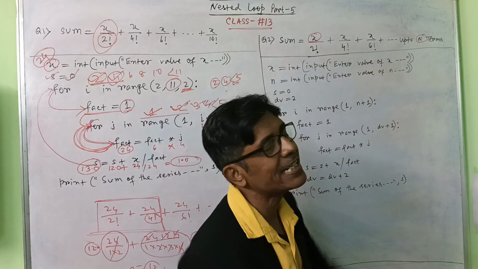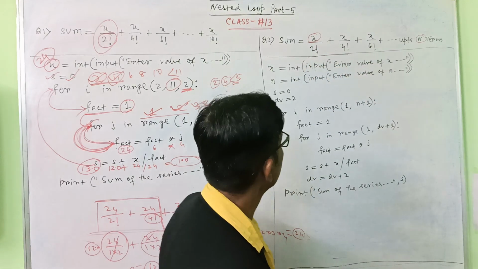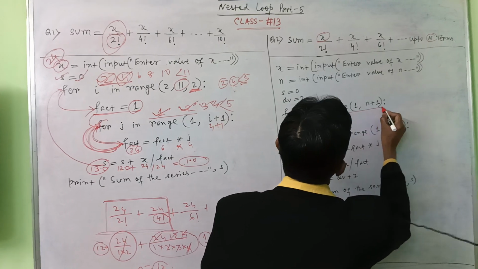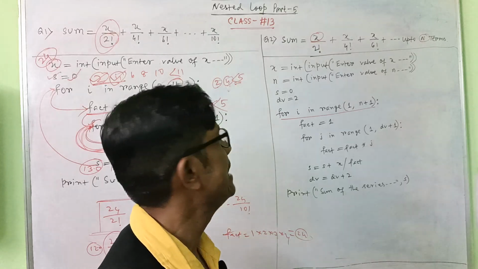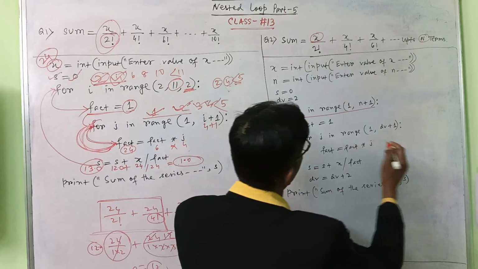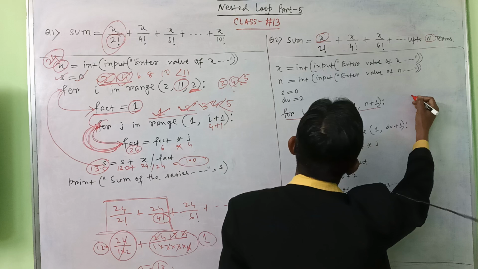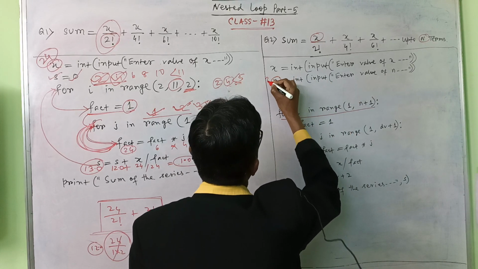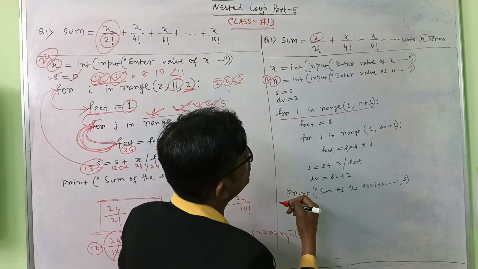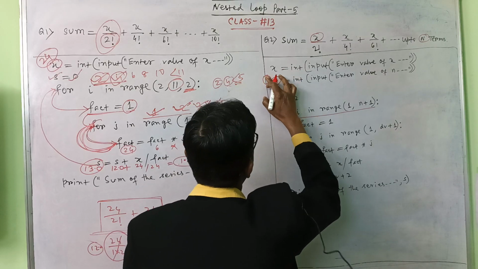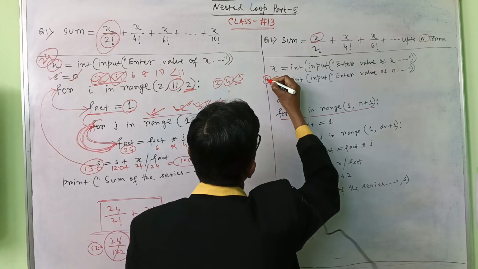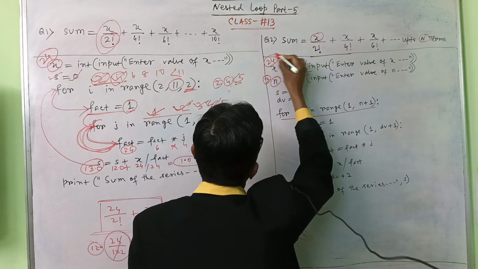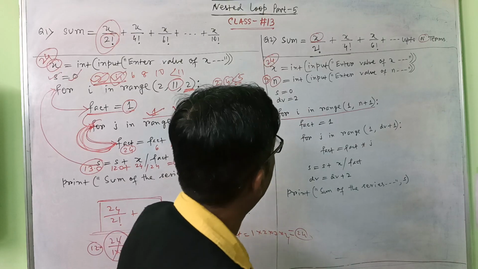So if your question is like this, what to do? You see how I have written the outer loop, you should write exactly like this. Suppose I take the value of n as 2, and then the value of n equal to 3 and x equal to 24. So definitely I will apply that one.